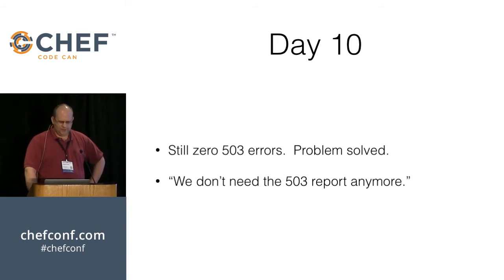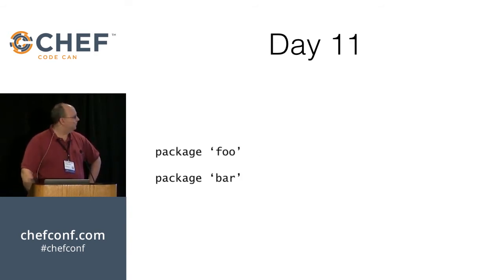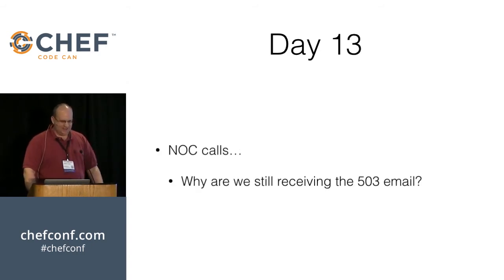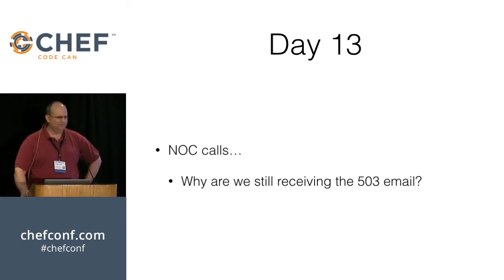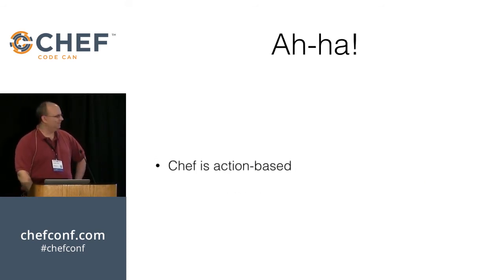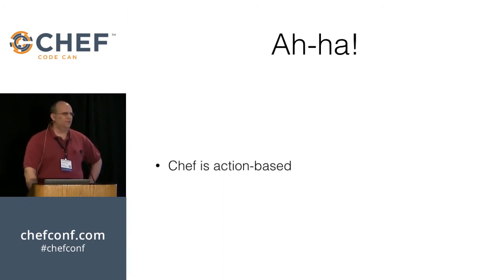So on day 11, you go back to our previous example and just delete the cron resource. You're shaking your head. You know where I'm going with this. Day 13, the NOC calls: why are we still receiving the 503 email? Aha, Chef is action-based, so we have to go through and clean up after ourselves.